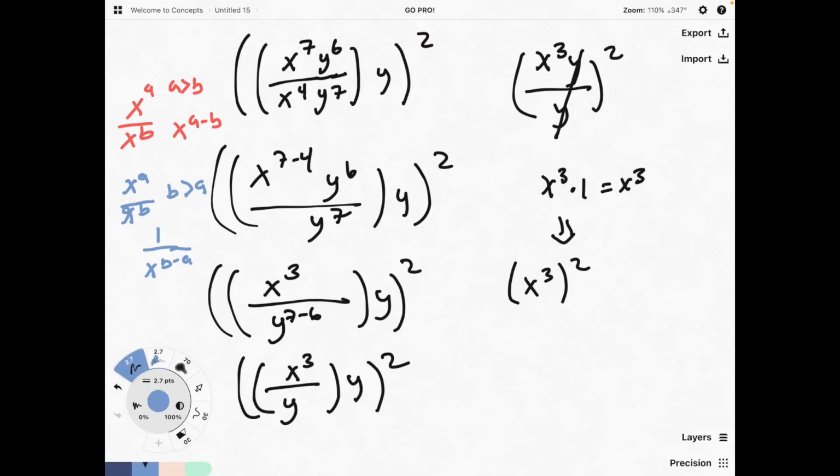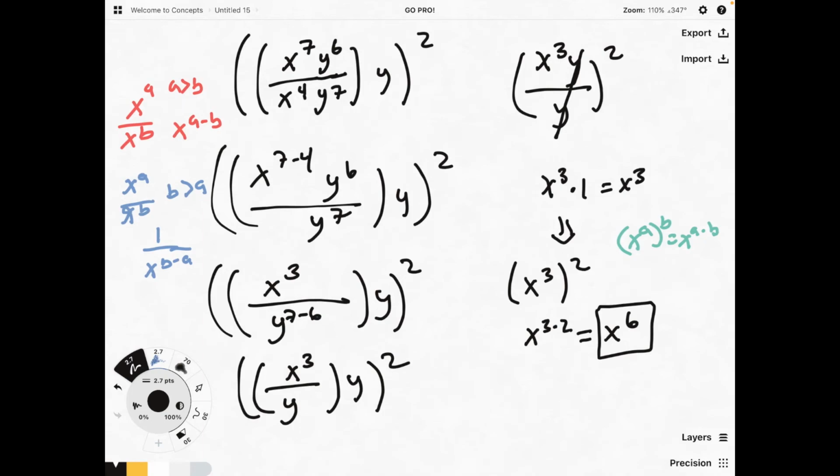And then with our rule of exponents with exponents, we know that if we have x to the a, to the b, that's equal to x to the a times b. Therefore, we need to take x, 3 times 2, and that's going to be equal to x to the 6th. And that is how you simplify this problem down.